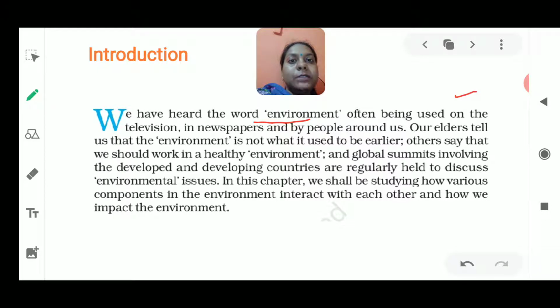Now why are we using this word environment? Because environment tells us about all the surroundings, we are talking about our surroundings. Environment means the surroundings where we live, what we eat, where we are residing. All these things come under the environment. So this is a very basic and very important term which is directly and indirectly related with our life.